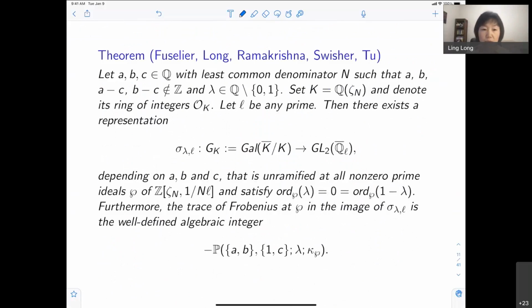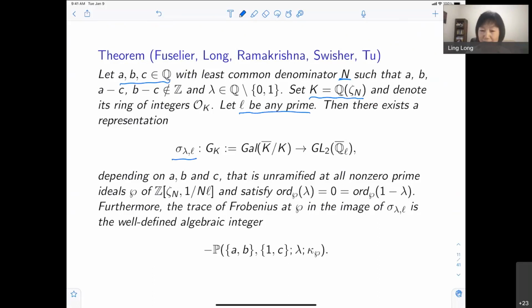So this is a result joint with Jenny Fuselier, Ravi Ramakrishna, Holly Swisher, and Fang-Ting Tu. Basically, it says that if a, b, c are rational numbers, and we assume the least common denominator is capital N over here, under the primitive assumption, if you go to this cyclotomic field, then for any non-zero prime ideal coprime to the discriminant, and for any prime l of your preference, there will be a Galois representation.